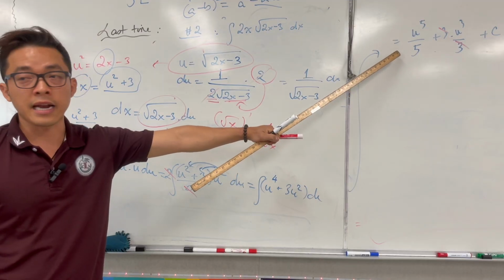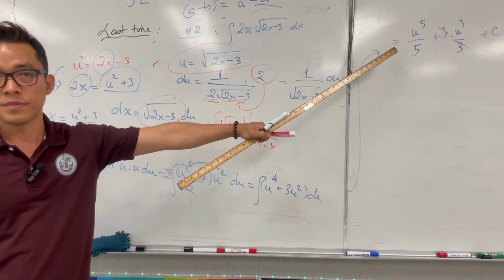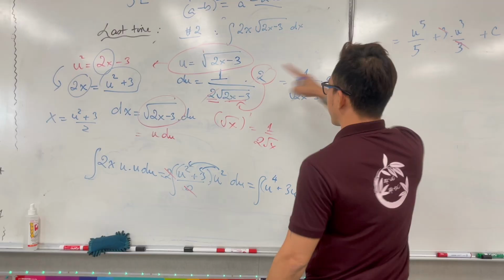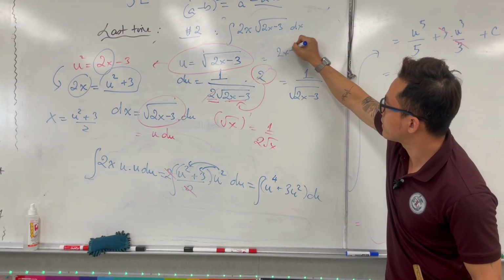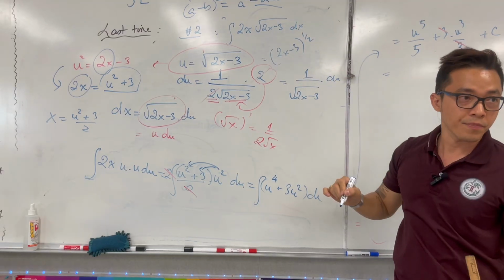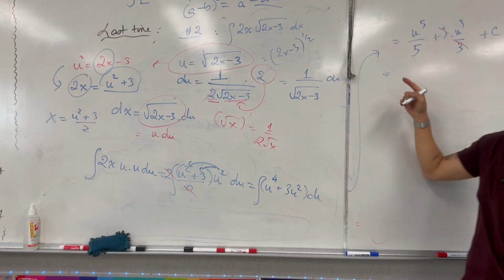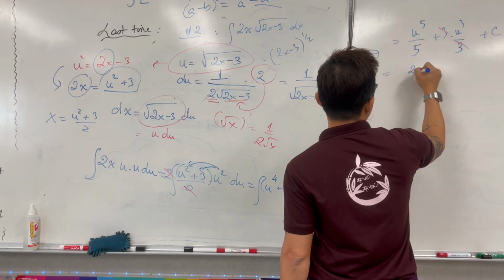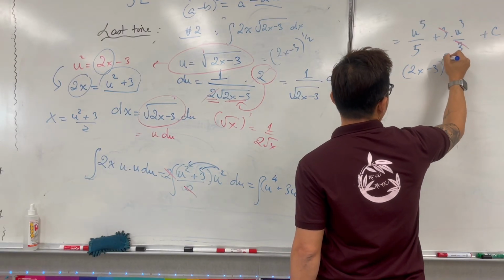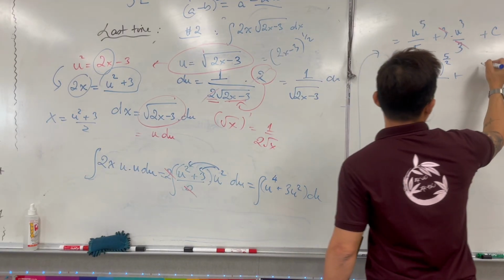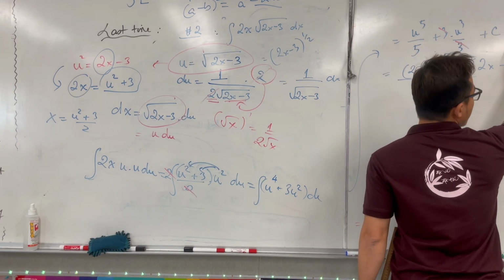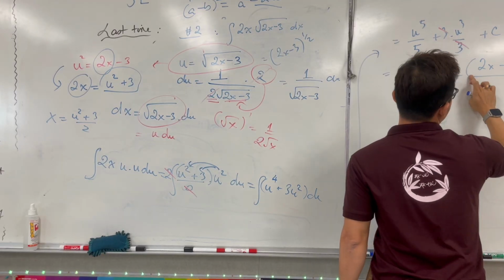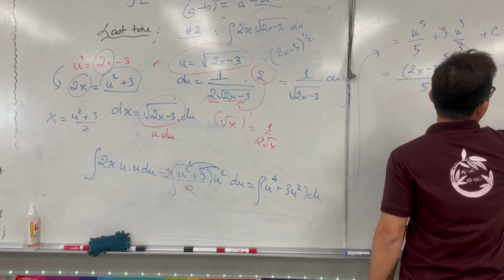Now what is the last step? Convert it back to x. You're going to come back to x, where x equals this. The square root, I'm going to write as the power 1/2. So 1/2 times 5 gives 5/2. So we're going to have (2x minus 3) to the power 5/2 over 5, plus (2x minus 3) to the power 3/2. Not over 3, because we cancelled out the 3 already. That's the answer.